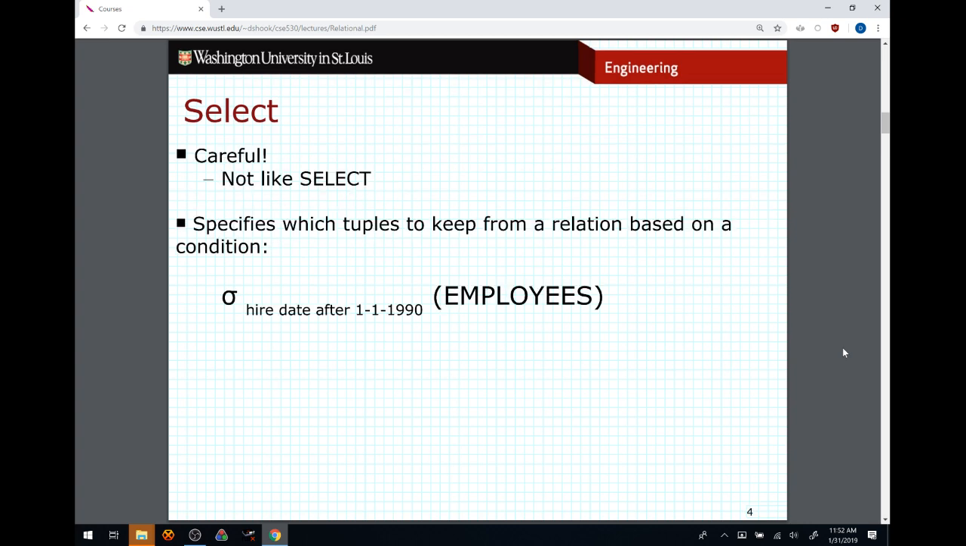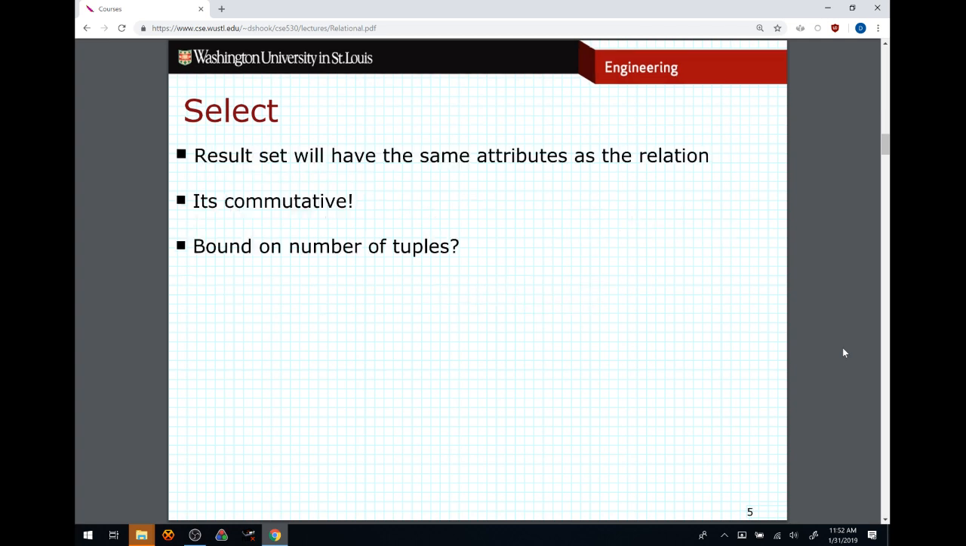Go ahead. Everything meets the condition. If the condition's broad enough to select every single tuple in the relation, I could have the entire relation pass through. Most of the time, that's not going to happen, but it could. All right, that's the select operation.